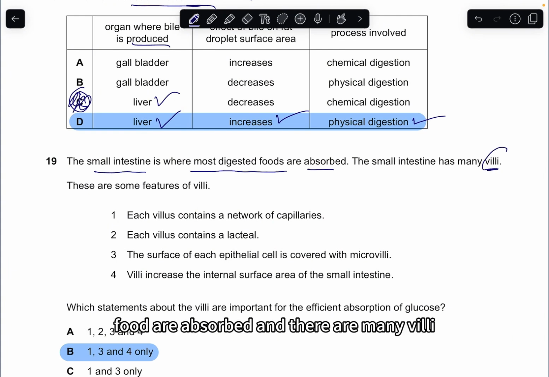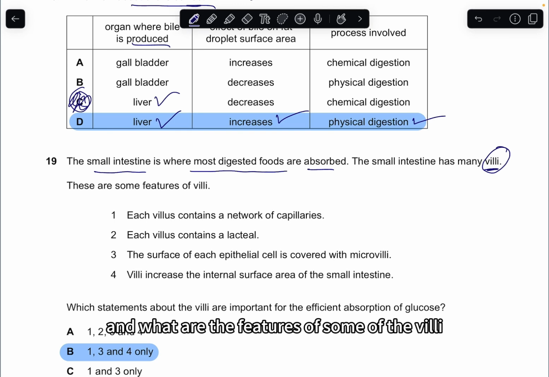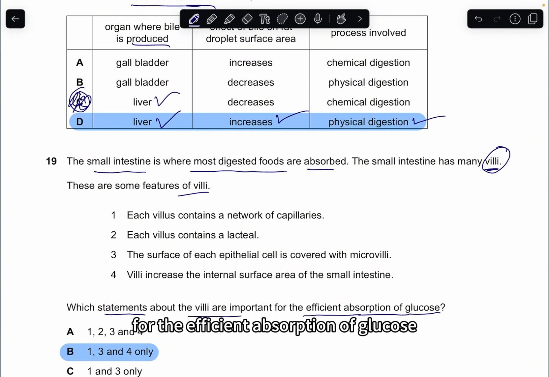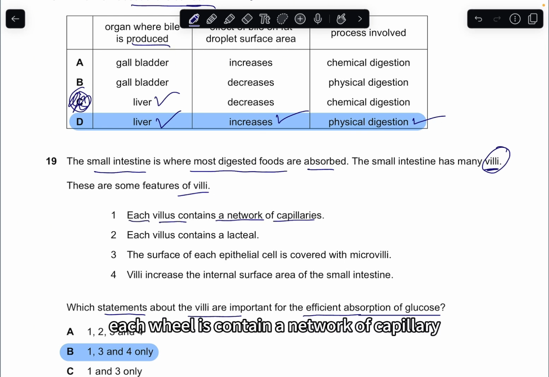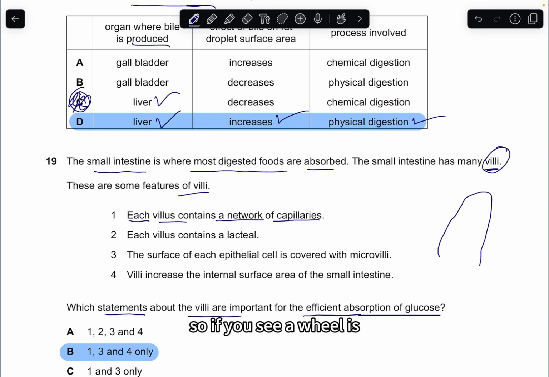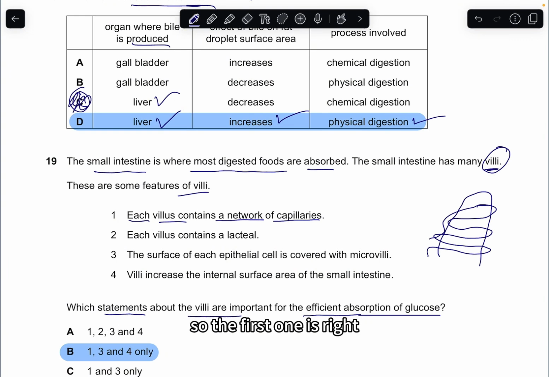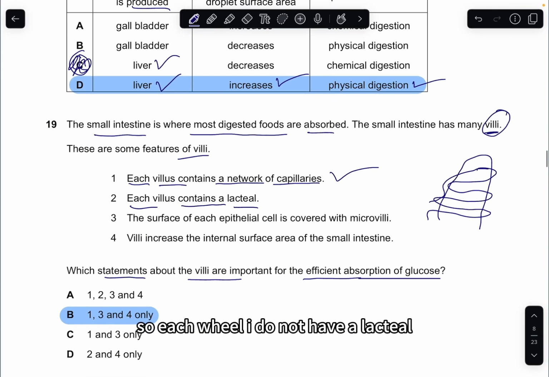Question number 19. The small intestine is the part where more digested food is absorbed, and there are many villi. They tell us here some features of the villi. They ask which statements about villi are important for the efficient absorption of glucose. If we see one, each villus contains a network of capillaries. If you see a villus, it has so many capillaries around. So the first one is right. Each villus contains a lacteal. Each villus does not have a lacteal, so 2 is not right.